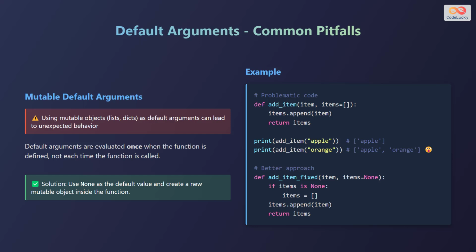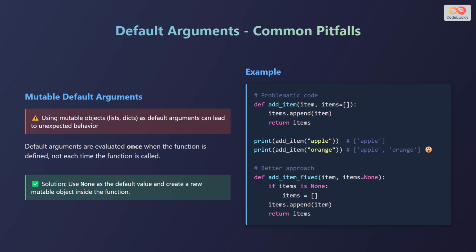Be careful with mutable default arguments. Using mutable objects like lists or dictionaries as default arguments can lead to unexpected behavior. Default arguments are evaluated once when the function is defined, not each time the function is called. Here is a solution. Use None as the default value and create a new mutable object inside the function.